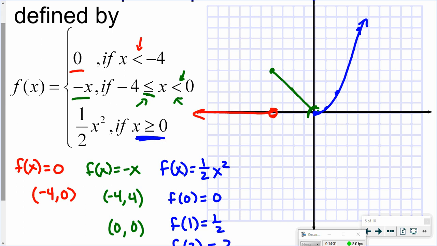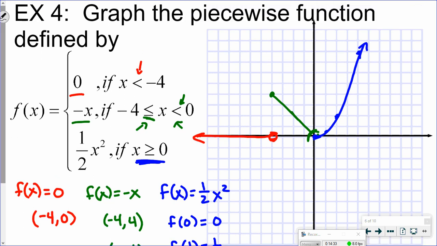Okay. Again, I need to remember to do my scale. I still just counted by ones. Okay.